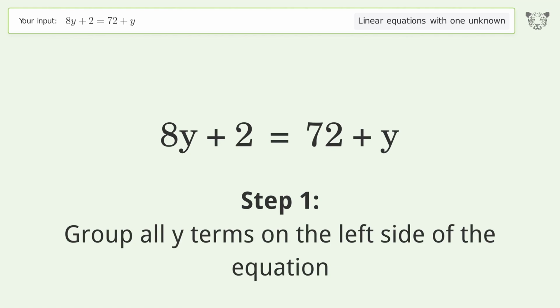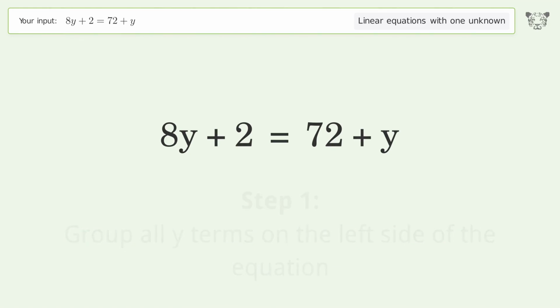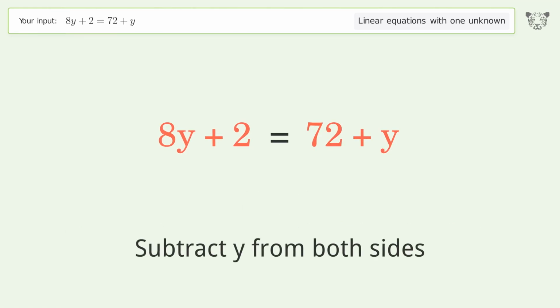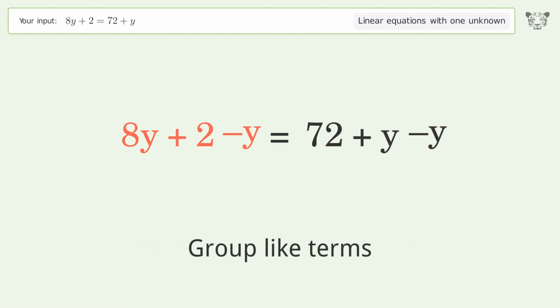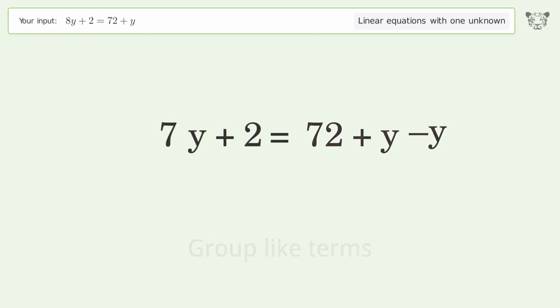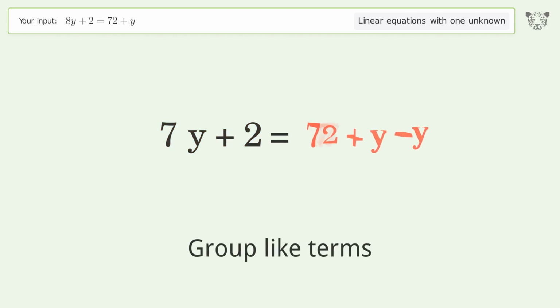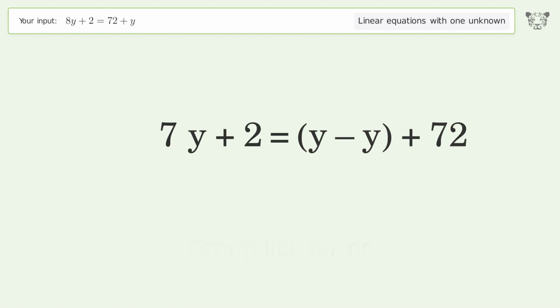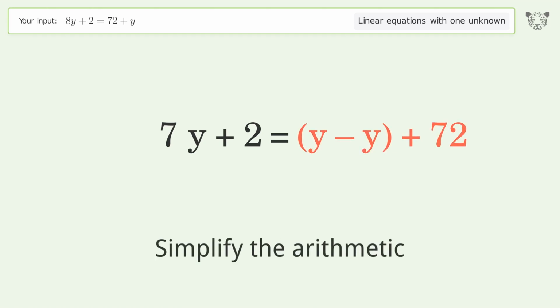Group all y terms on the left side of the equation. Subtract y from both sides. Group like terms. Simplify the arithmetic. Group like terms. Simplify the arithmetic.